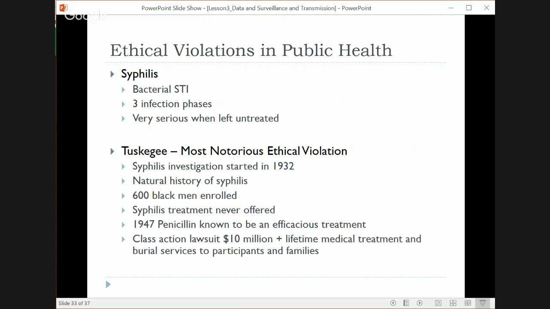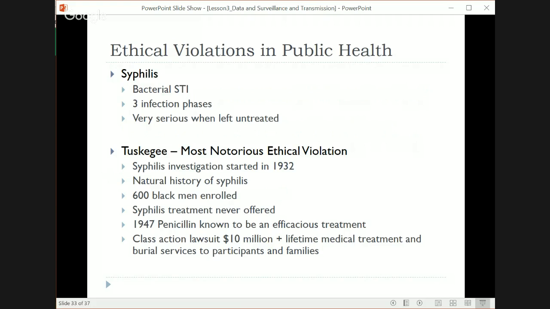In the late 1940s, penicillin was validated as an effective treatment for syphilis. But the study coordinators didn't actually offer penicillin to any of the men, right? Because remember, what they wanted to do was study the natural untreated history of syphilis. And even after funding for the study was lost, the study continued on without informing the men that they had syphilis and that they weren't being treated.